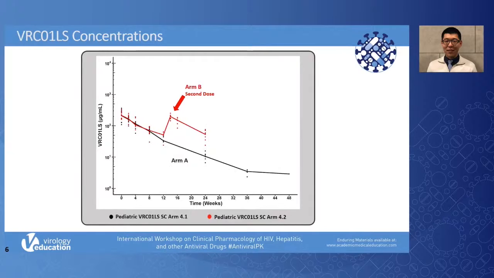The graph here depicts the overall plasma concentration profile for VRC01LS for each arm in log scale. On the x-axis, we have time after dose in weeks, and on the y-axis, we have VRC01LS concentration in micrograms per milliliter. The concentrations are stratified by study. Arm A is depicted here in black, while Arm B is depicted here in red. Please note that Arm B received the second dose at week 12. During our pre-modeling analysis, VRC01LS concentration in infants follows the trend of a normal concentration profile for both arms. Since the plasma concentration falls mono-exponentially with time following subcutaneous administration and is log linear, we decided to go with a one-compartment model.